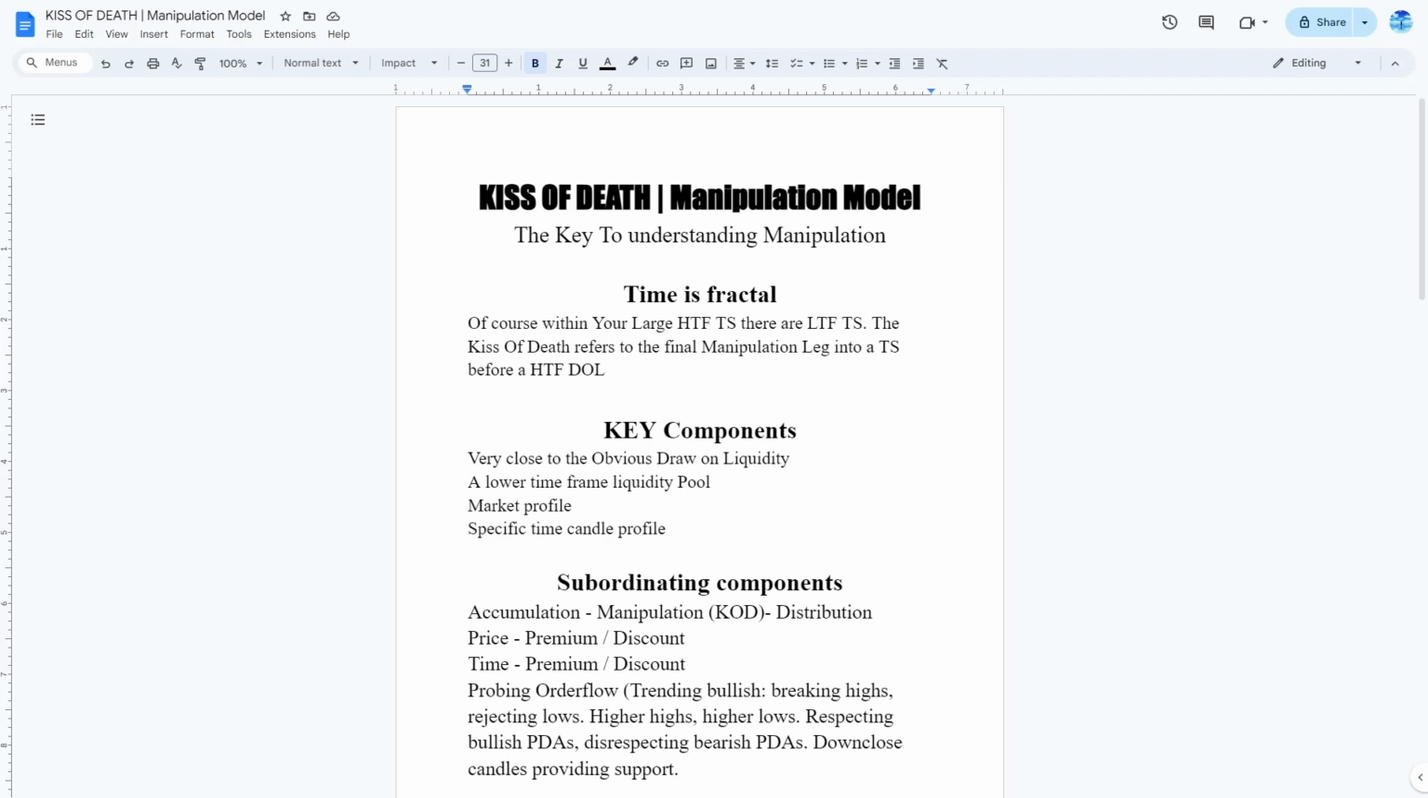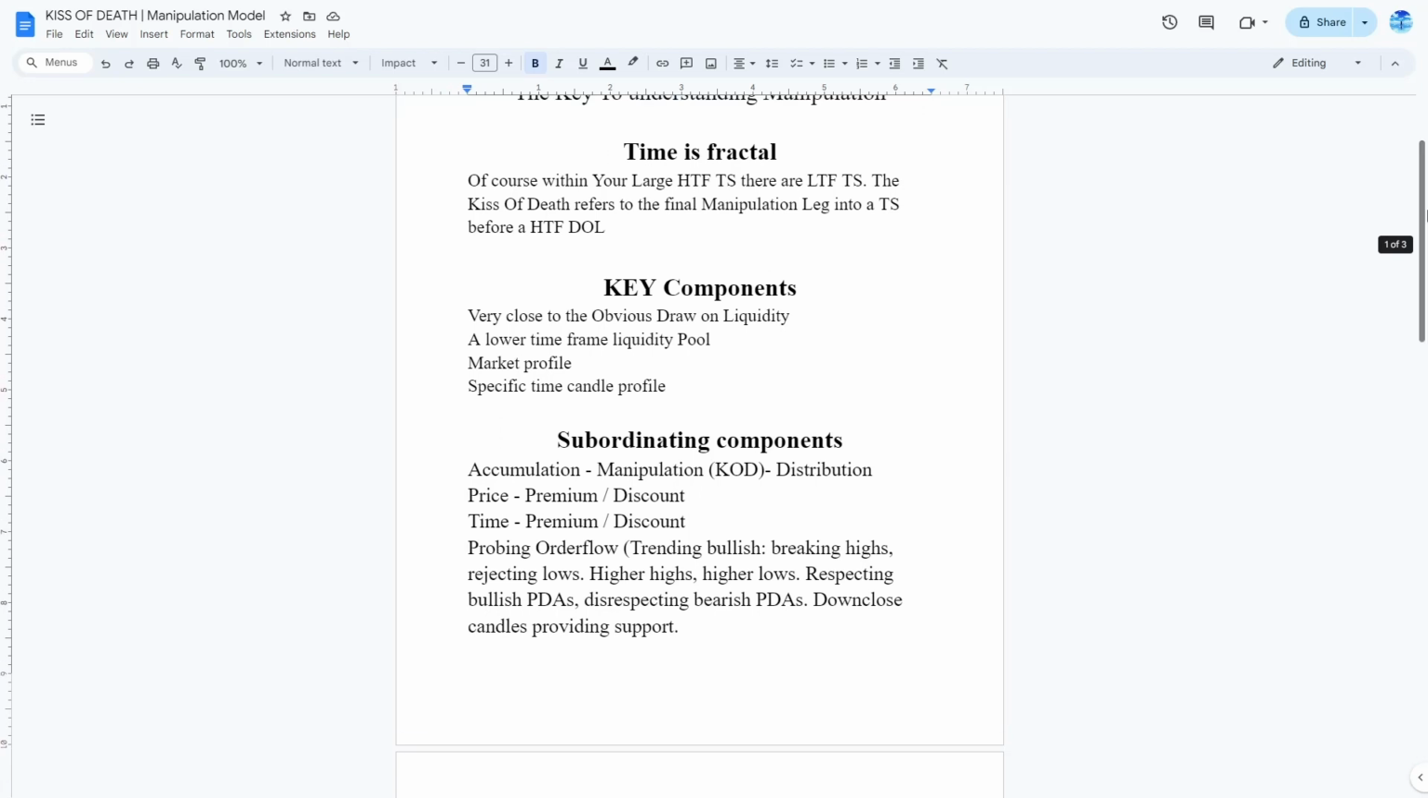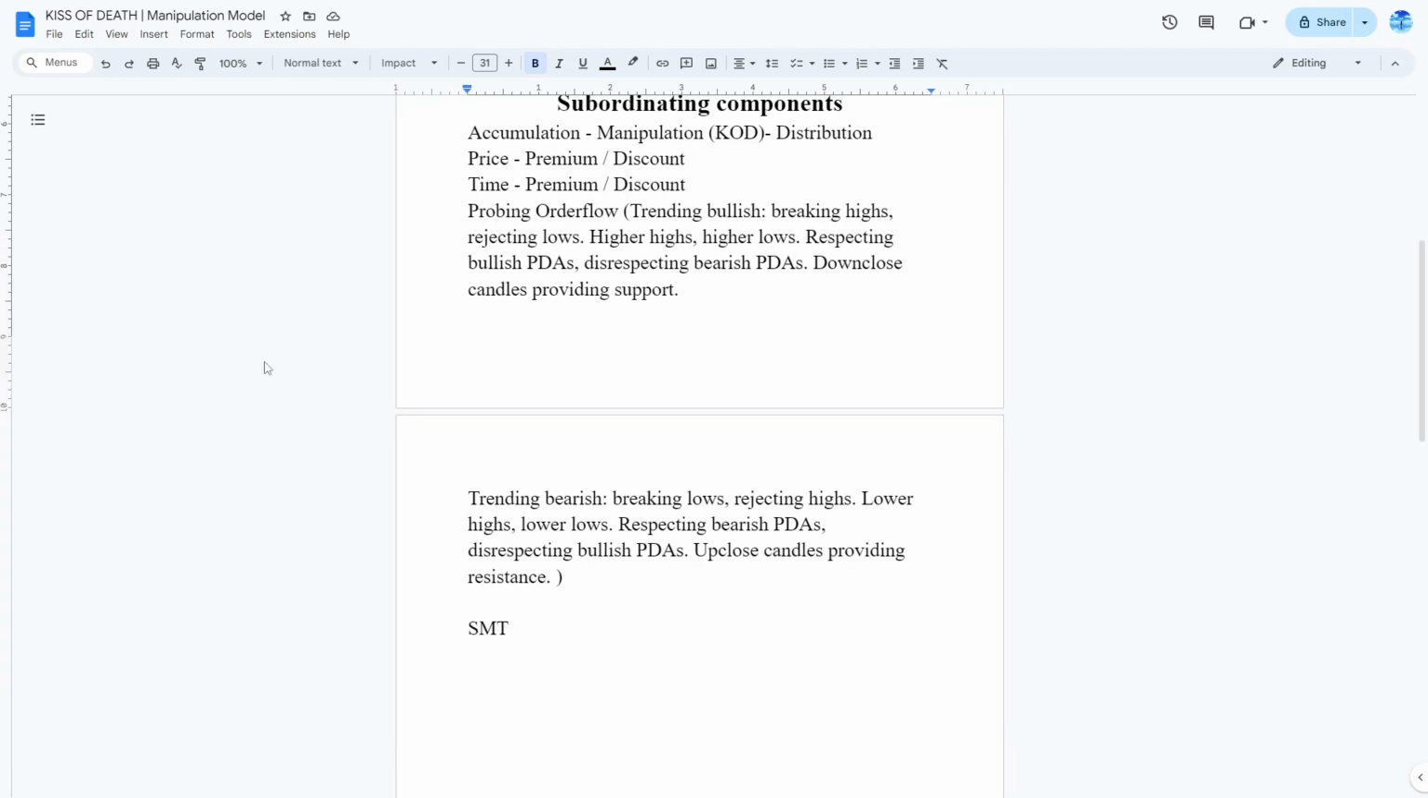Our subordinating components are accumulation, manipulation, and distribution. We'll see how the kiss of death refers to the manipulation leg of the AMD profile. We want to keep in mind: are we in a price premium or discount, and a time premium or discount? With this model, we're also going to be probing order flow.